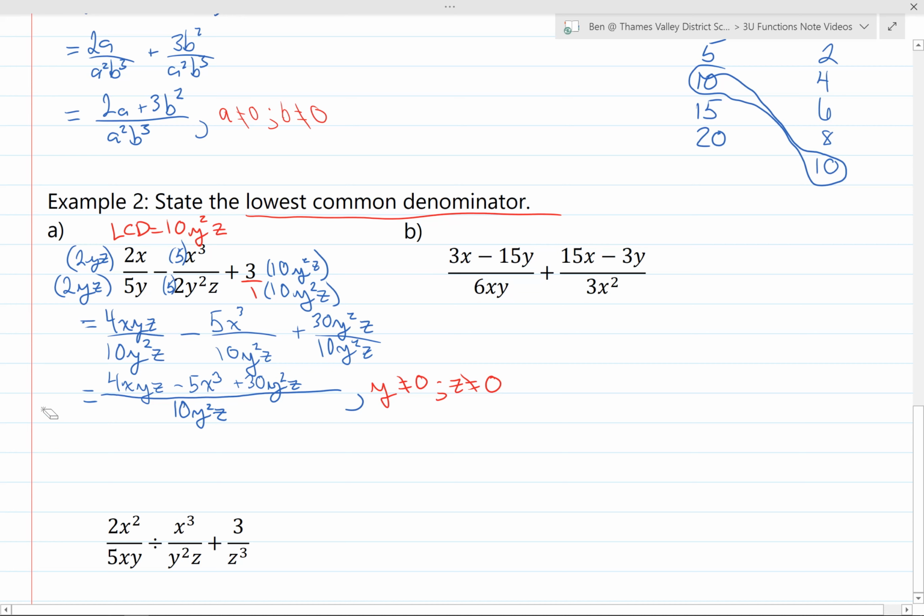First, we're finding a lowest common denominator, then we're setting it to all of our fractions, then we're writing it all as one fraction, we're factoring if we can, and we're making sure we state our restrictions. So we'll work over here on B.